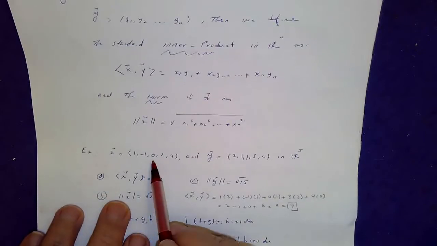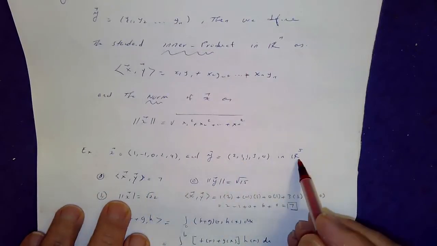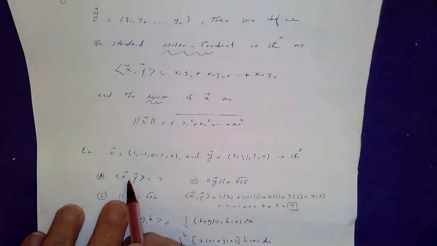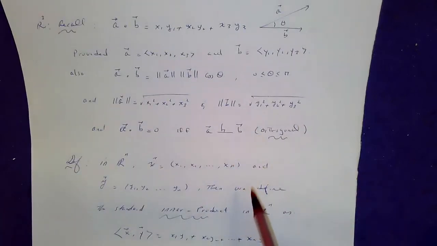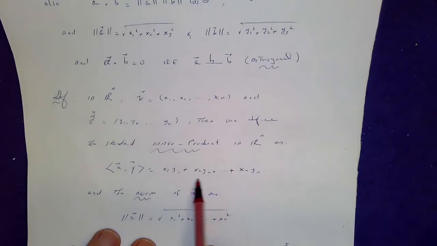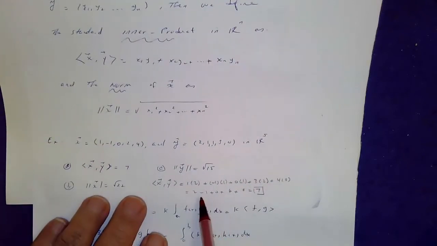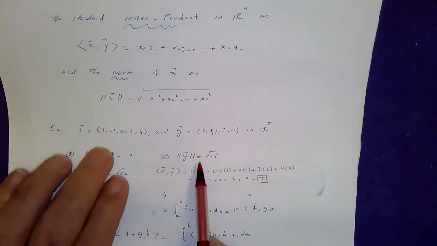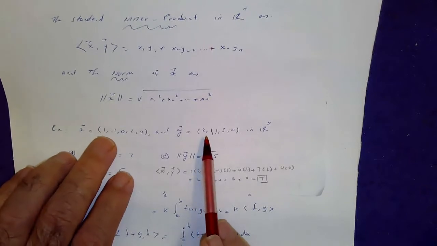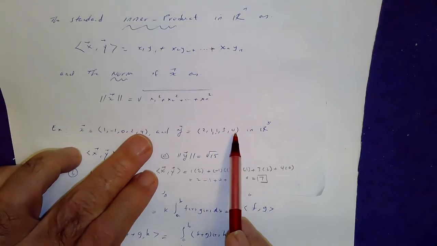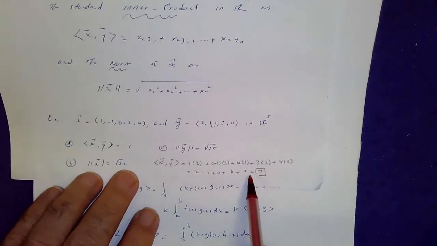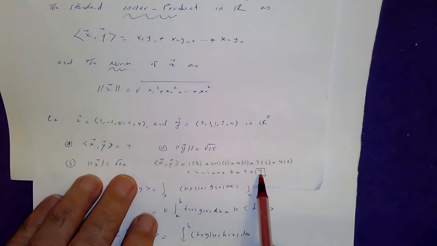For example, imagine you have two vectors in R5, so that would be fifth dimension. In order to find the inner product of these two vectors, you follow this formula right here. And then the answer comes up to, as you have noticed, I have multiplied 1 by 2, negative 1 by 1, 0 by 1, 2 by 3, and 4 by 0. And at the end of the day, I came up with 7.